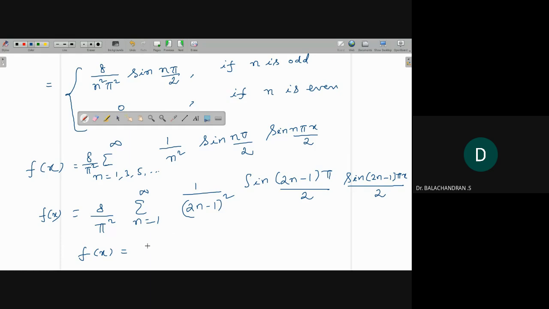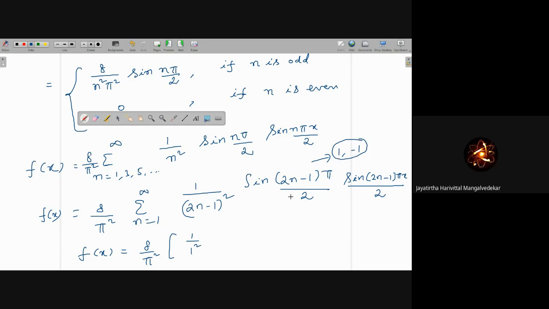If you substitute n equal to 1, 8 by pi square into 1 by 1 square. If n equal to 1, this is sine pi by 2, and sine pi by 2 is 1. Because this is odd multiple of pi by 2, it is either 1 or minus 1.